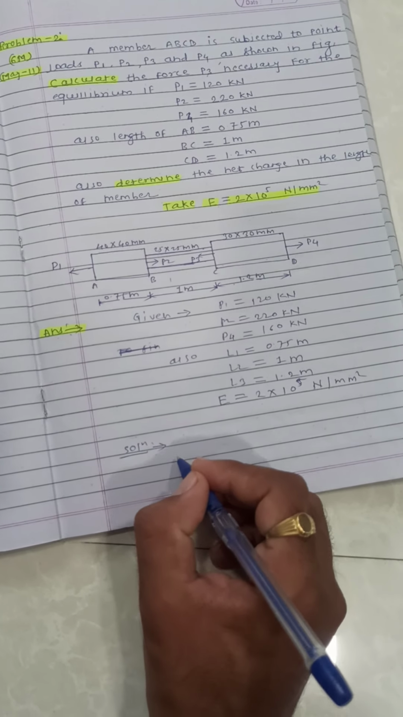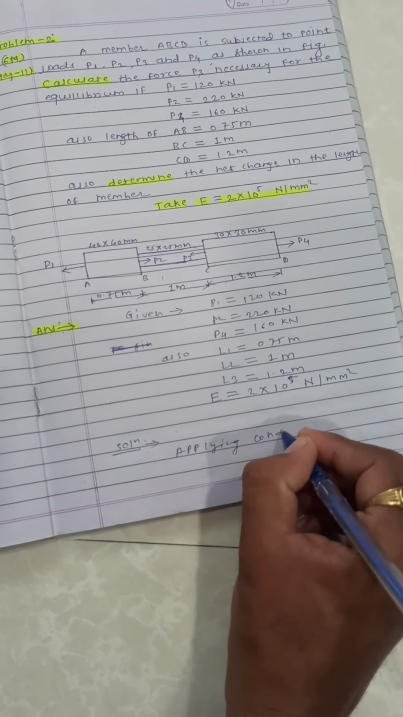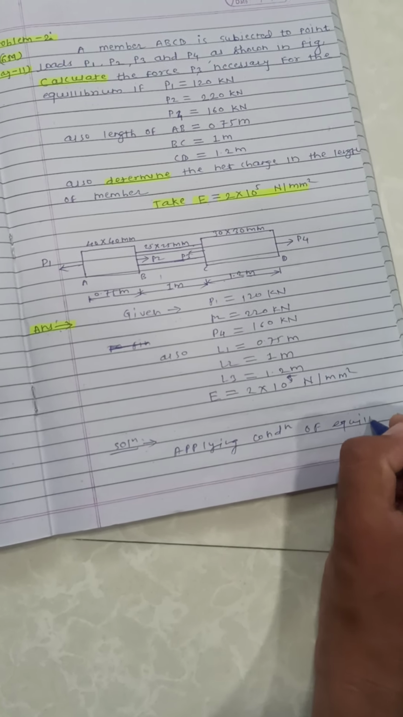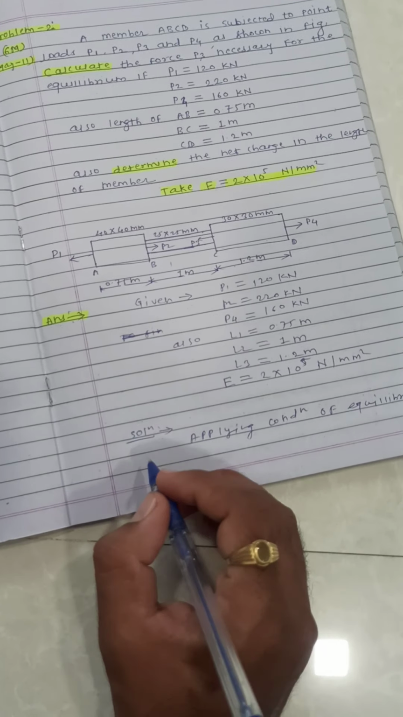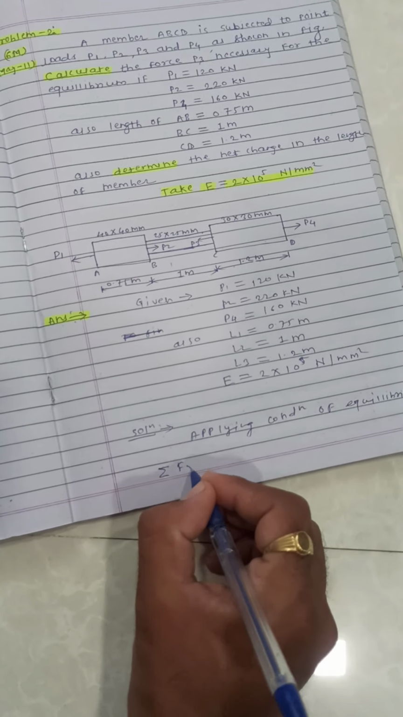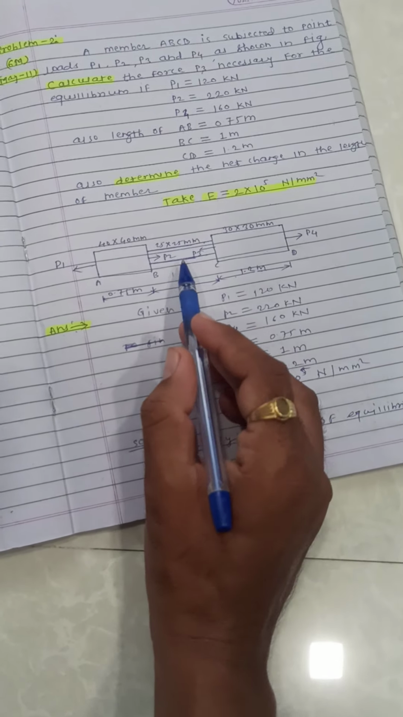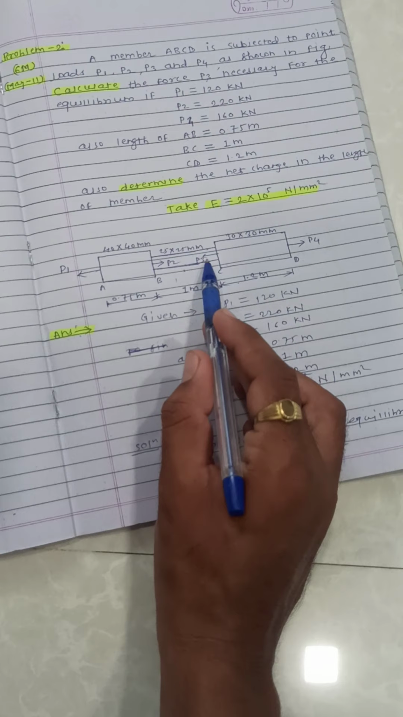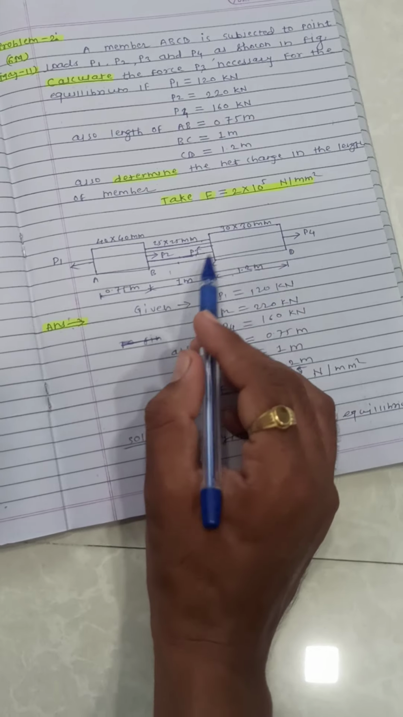So applying the condition of equilibrium, what it tells us is that the summation of forces along the x-axis is equal to 0. Use this condition for this diagram to find out the value of P3, which is unknown. P1, P2 and P4 are given, P3 is unknown.